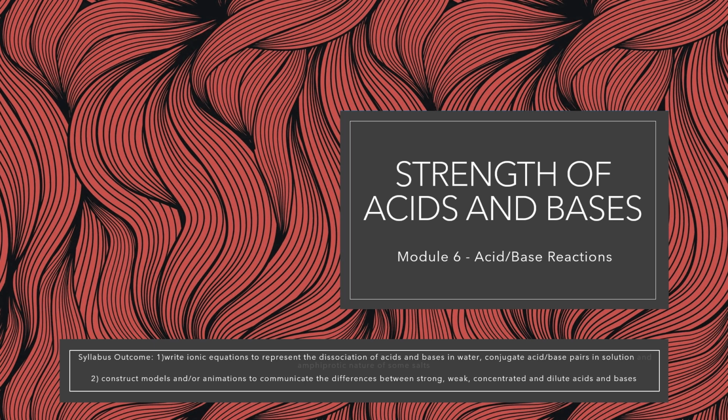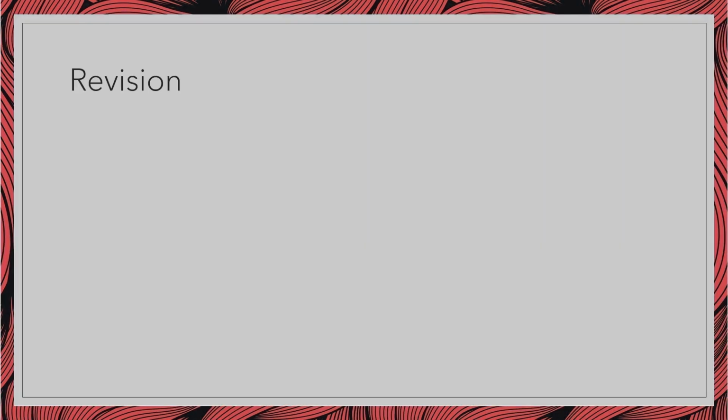Hi everyone. So for today we're doing strengths of acids and bases. Our syllabus outcome is to write ionic equations to represent the dissociation of acids and bases in water, conjugate acid-base pairs in solution, and to construct models and/or animations to communicate the differences between strong, weak, concentrated, and dilute acids and bases. So, revision from last lesson.